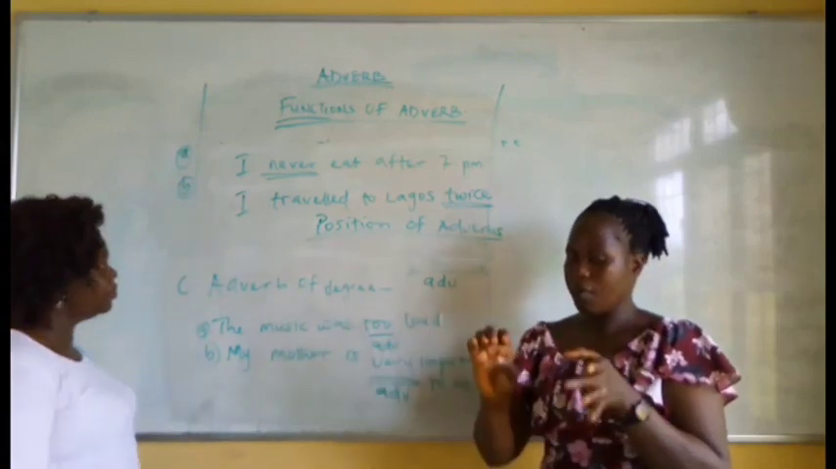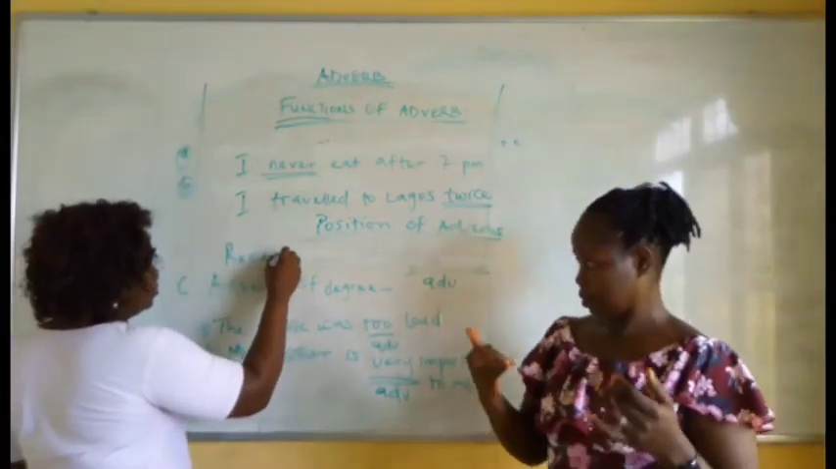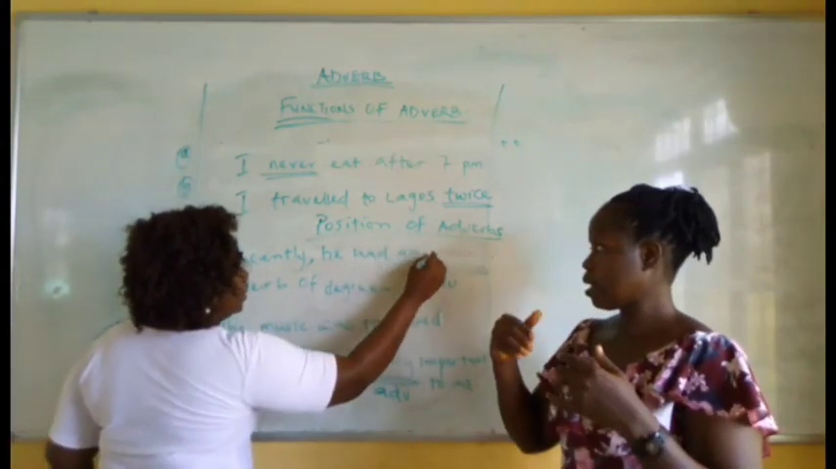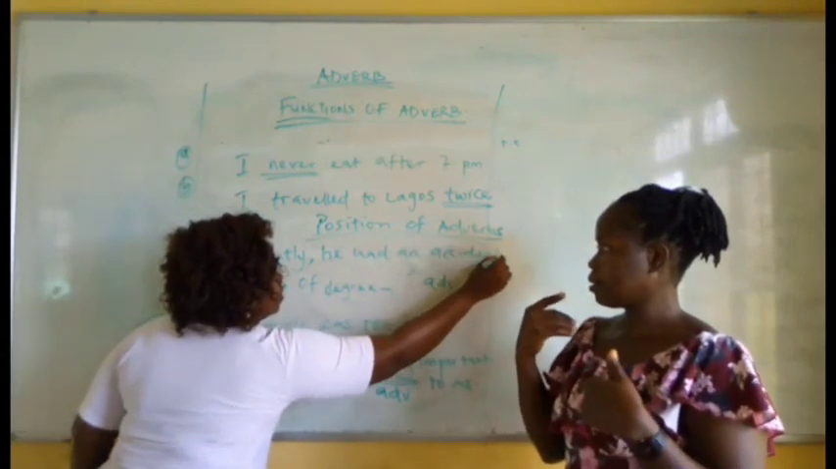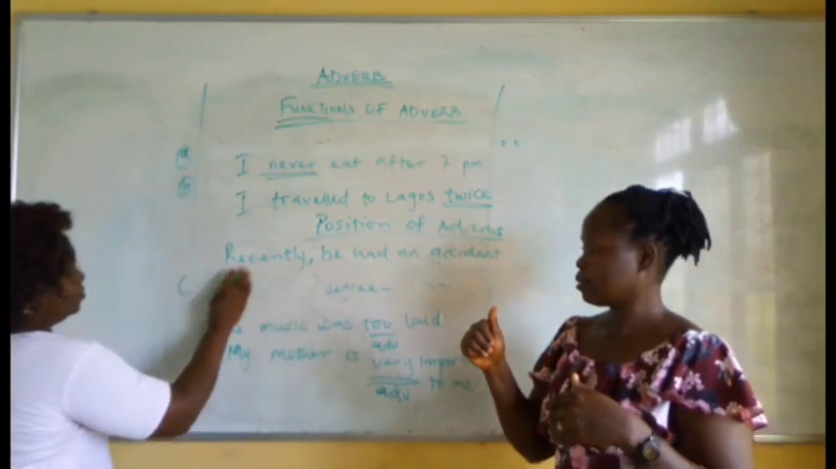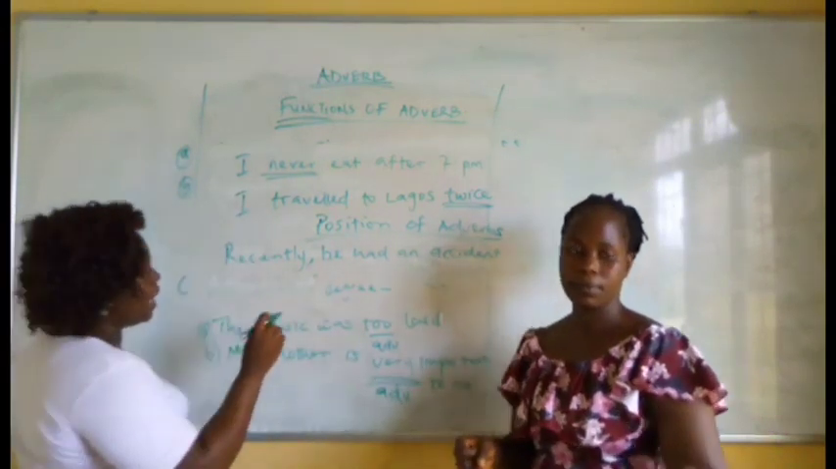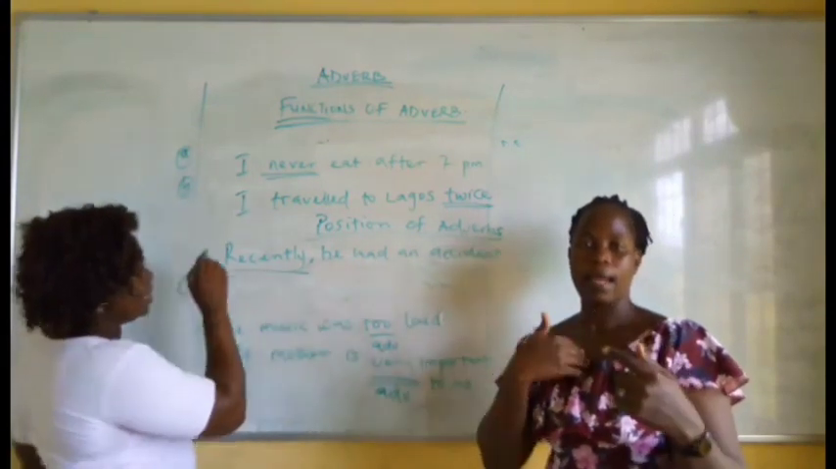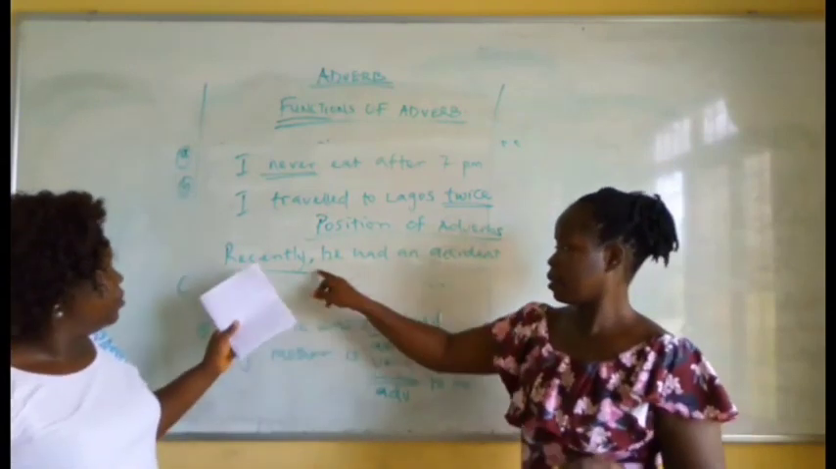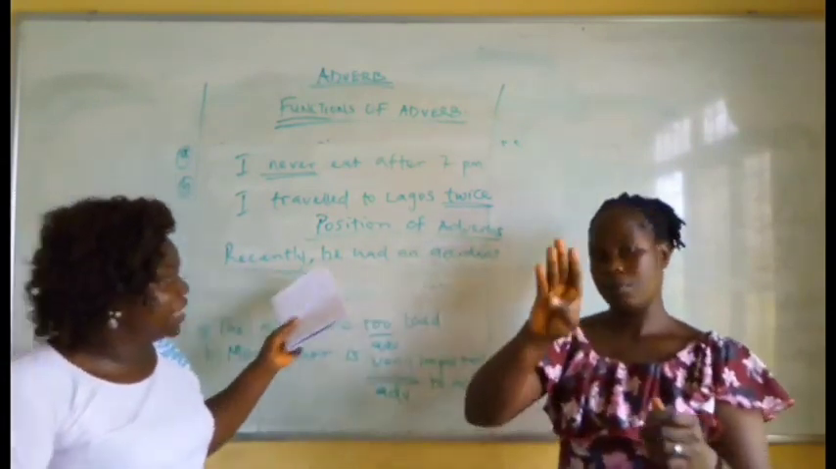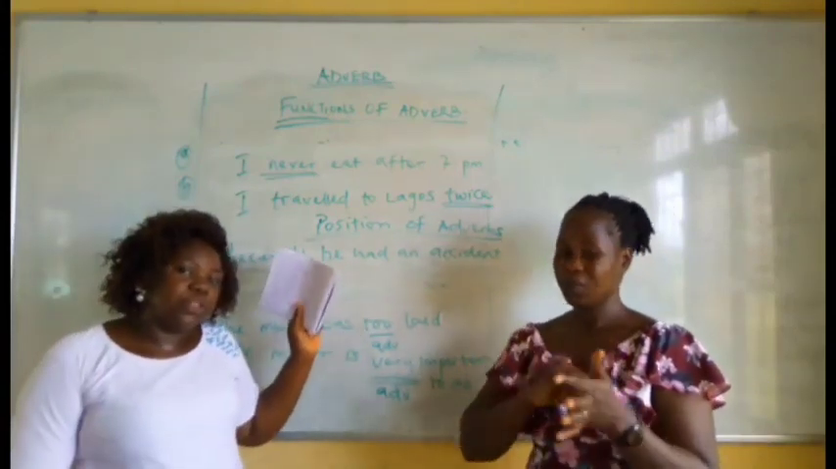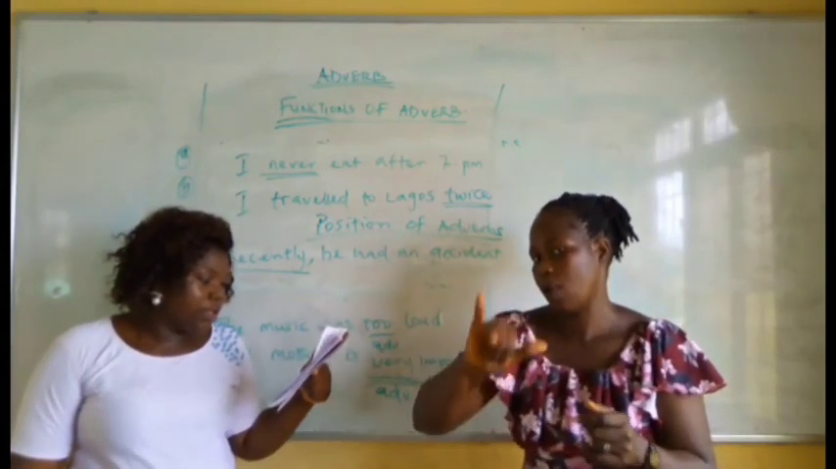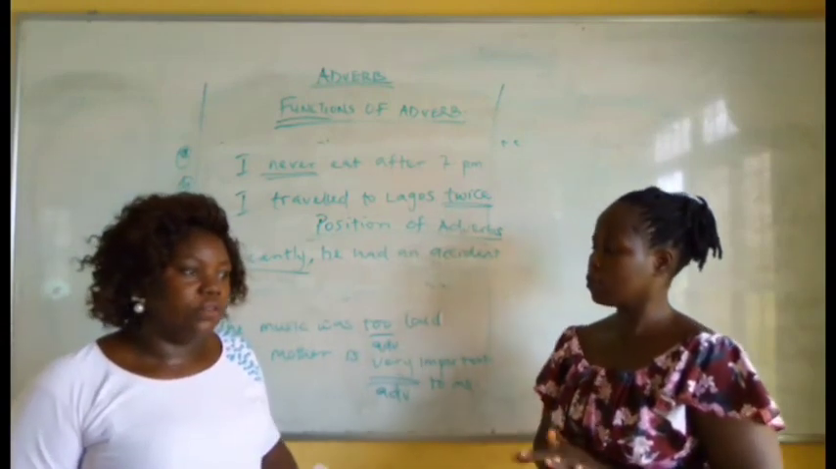For example, recently, he had an accident. Recently is the adverb here. That is, we can find adverb at the beginning of a sentence. Here, recently is the adverb, and it was found at the beginning of what? Written at the beginning of the sentence. Recently was found at the beginning of the sentence.